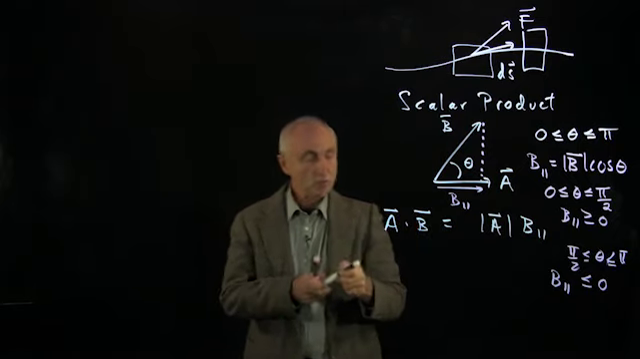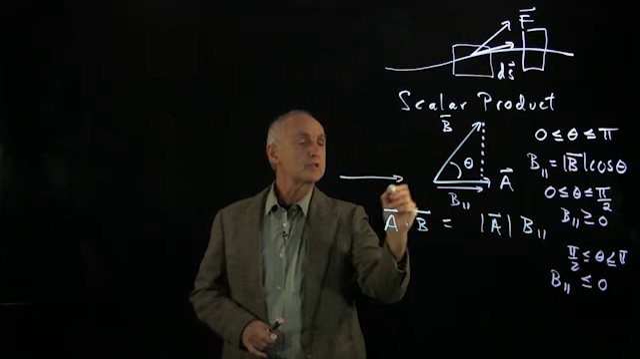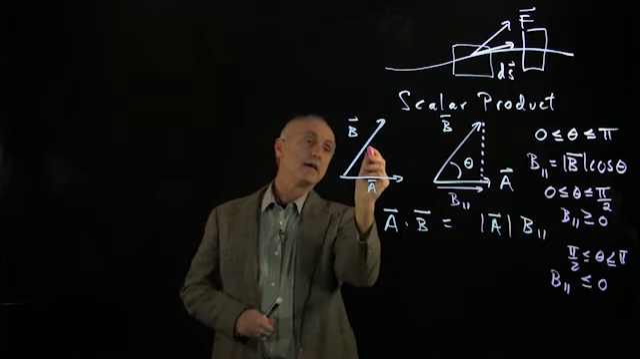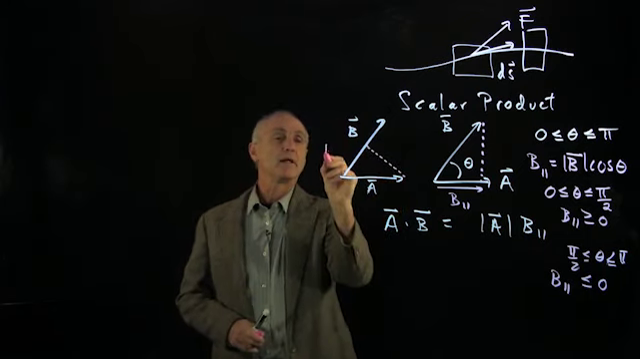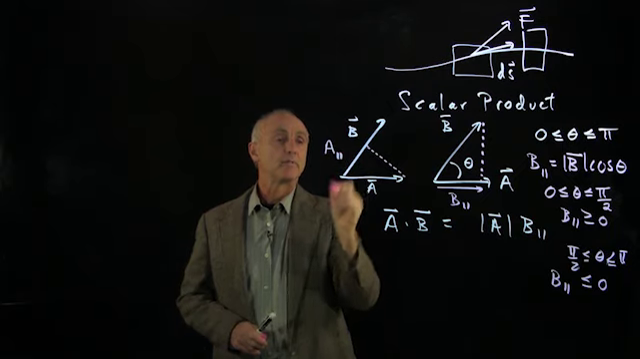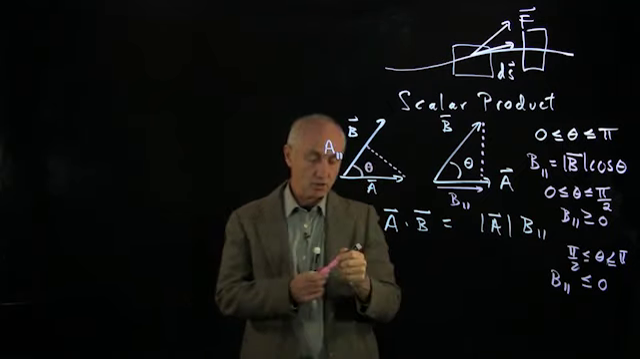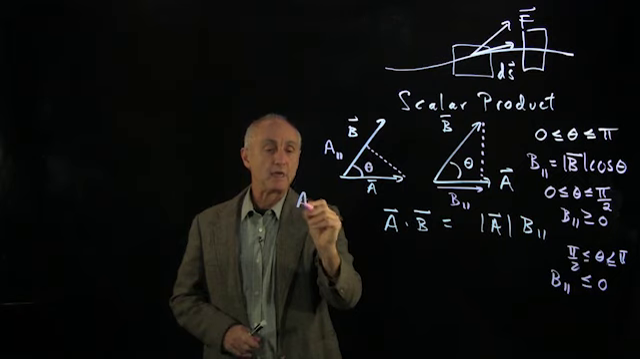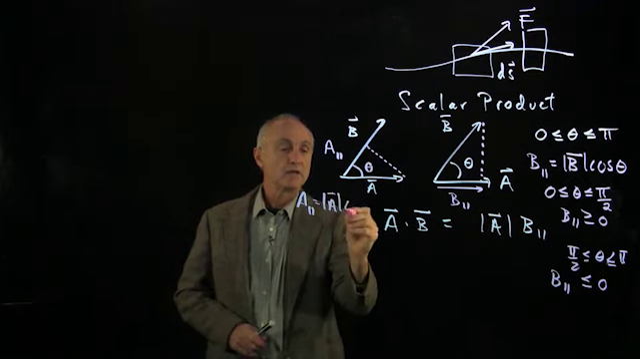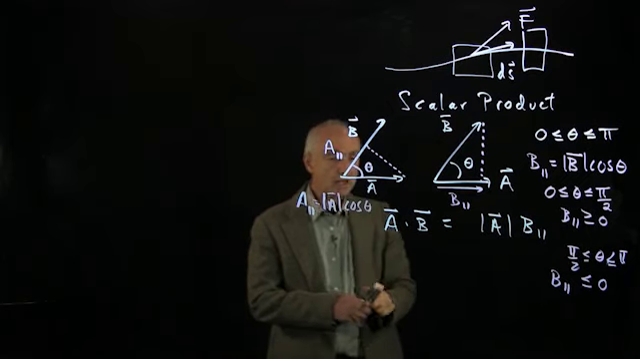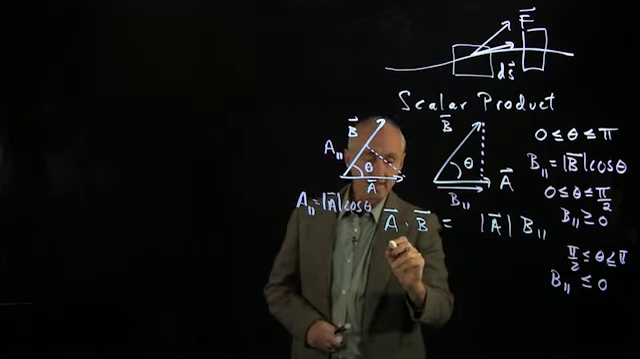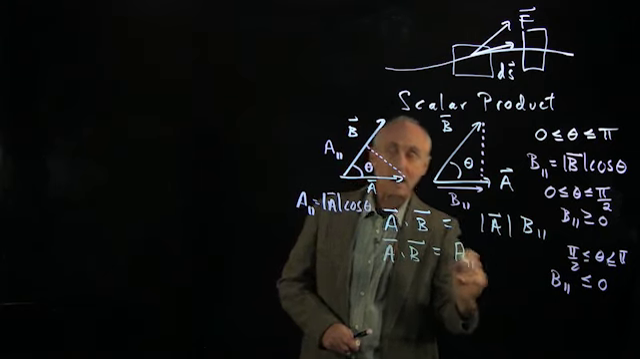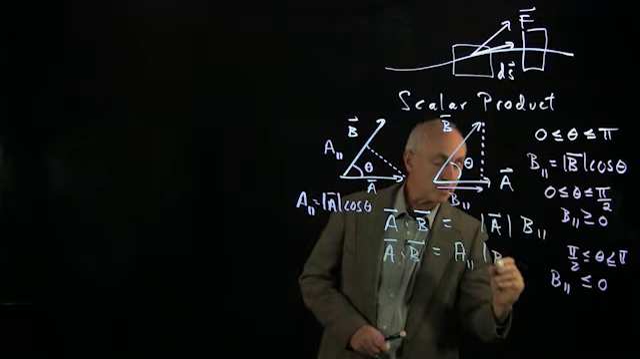But geometrically, we can also look at, let's draw our pictures again, A and B. And now let's consider how much of A is parallel to B. So that's A parallel. And if this is the angle theta, we see that A parallel is the magnitude of A times cosine of theta. And so I can also define A dot B as equal to how much of A is parallel to B times the magnitude of B.